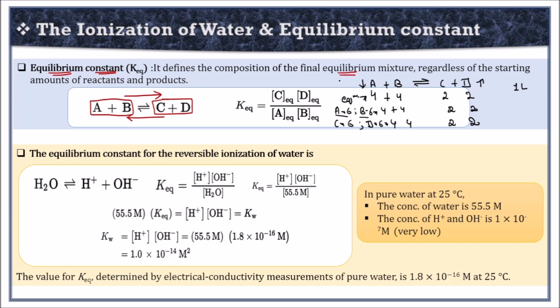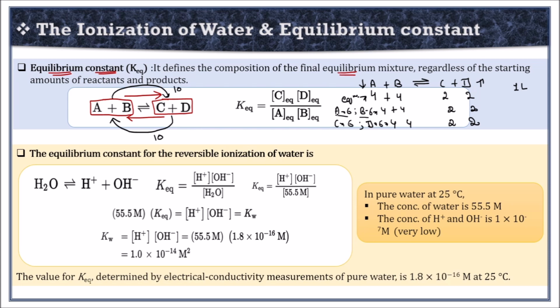A and B are continuously converting into C and D, but C and D are also converting back into A and B. If we consider that 10 molecules of A and B are converting into C and D, then C and D are also converting into A and B by the same amount, and that we call equilibrium. It means the rate of forward reaction and the rate of backward reaction become the same, so there is no net change.